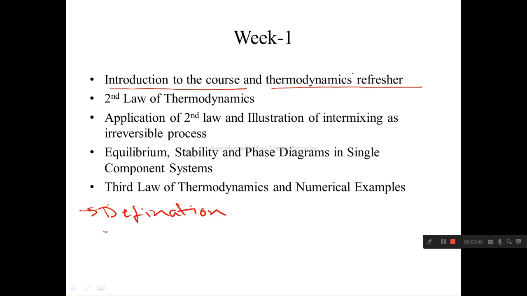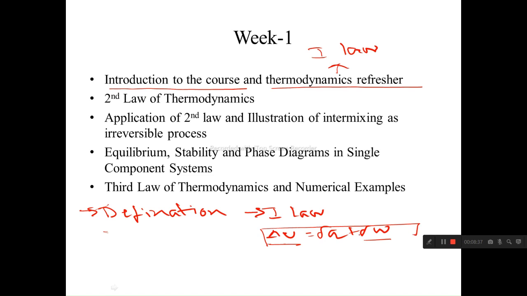First and foremost, here the sir explained the first law of thermodynamics. So what is the first law of thermodynamics? It is given as delta U equals del Q plus del W. That means whatever energy is supplied to the system can be used for the increase in internal energy as well as for doing work. This is the first law of thermodynamics, explained in the first video itself. This is the second part of the first video, and its limitations.